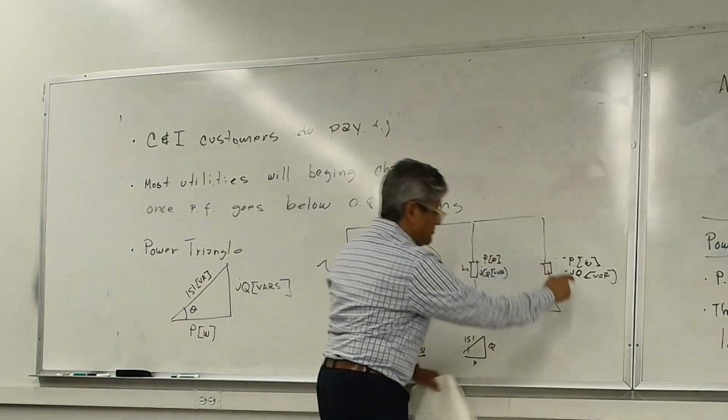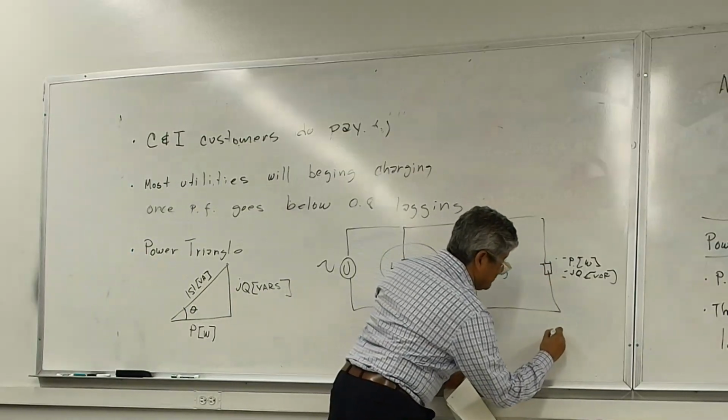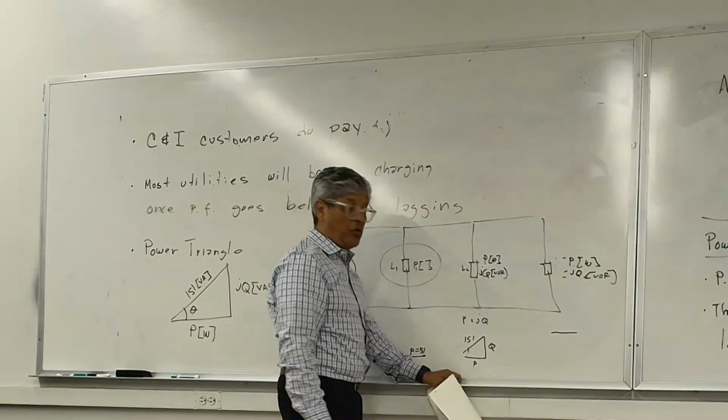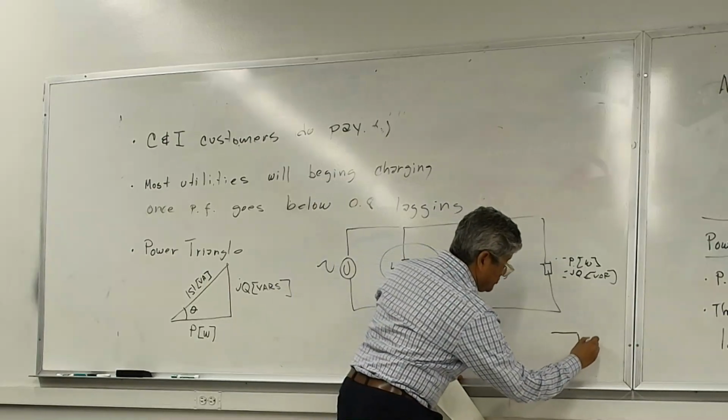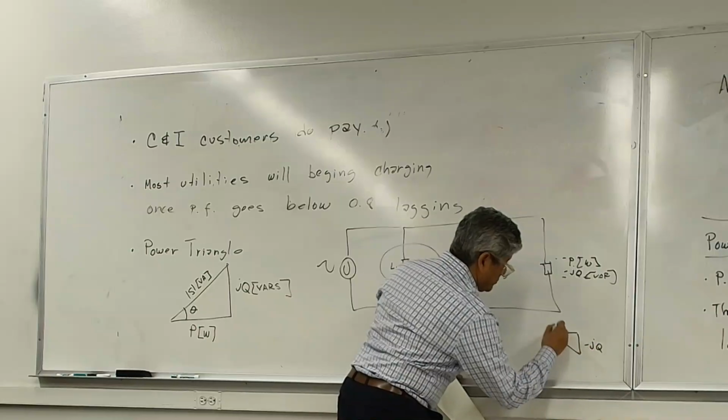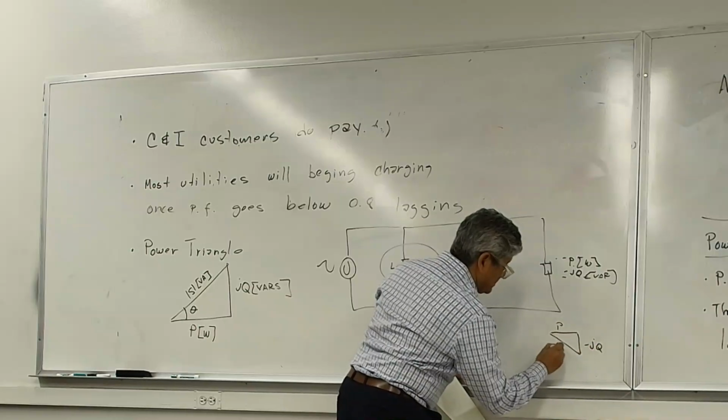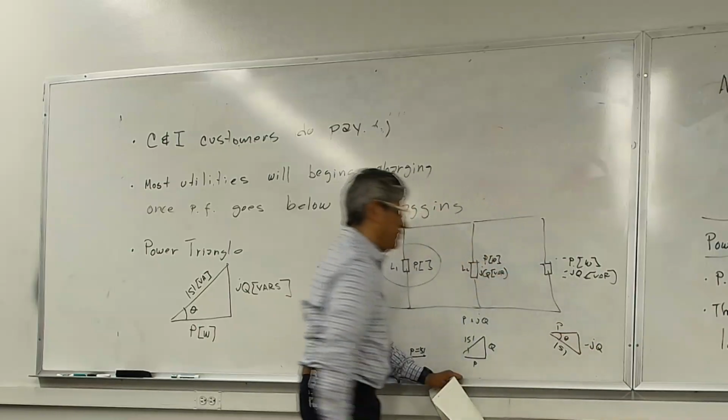For your resistive capacitive load, it looks like this. P doesn't change. P is always going to be the same, but then Q in this case is negative, minus jQ. So this is P, and this is S magnitude, and this is the angle between the voltage and the current.